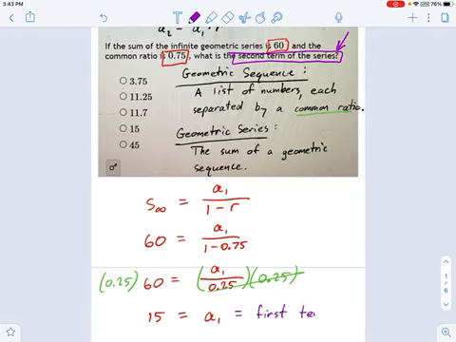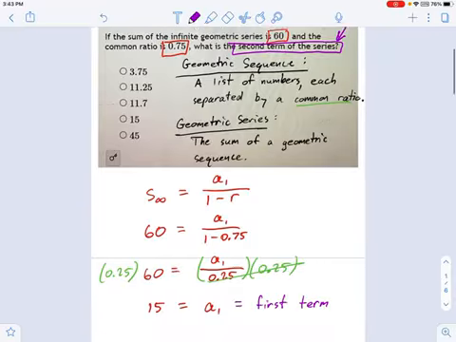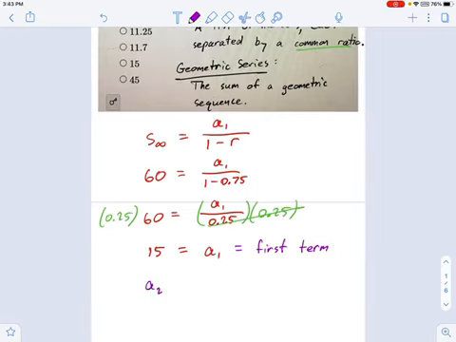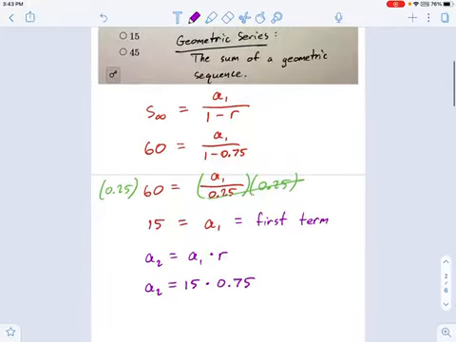So now we go back to the definition of what a common ratio is. A2 equals A1 times R. Well, I know that A1 is 15. I know that R is 0.75, right? That was given to us. And that's going to be A2. So 15 times 0.75.